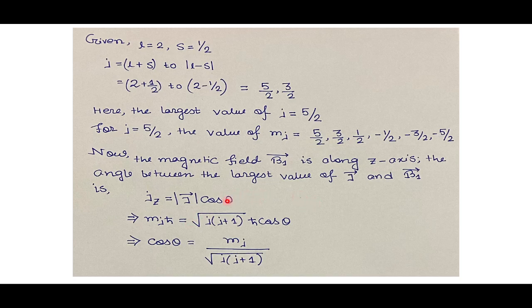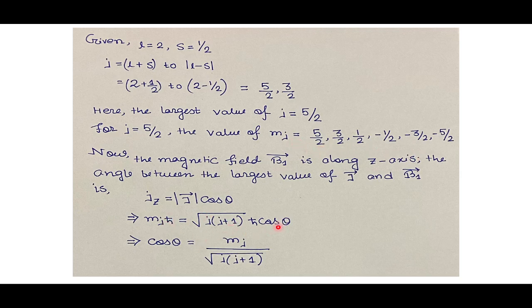So basically theta is the angle between your J and B1. Now it is given in the question that you have to take the values of jz and |j| for the maximum value. So here jz will have mj ħ, and |j| will have root over j into j plus 1. Now we already found that the maximum value of j is 5 by 2, and also the maximum value of mj, the quantum number for jz, will be 5 by 2. So you just have to put that.